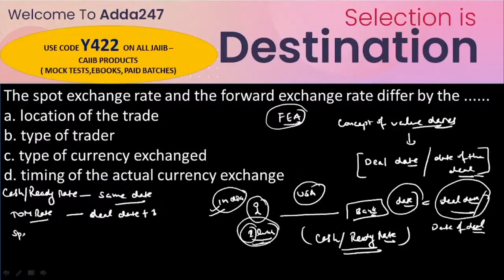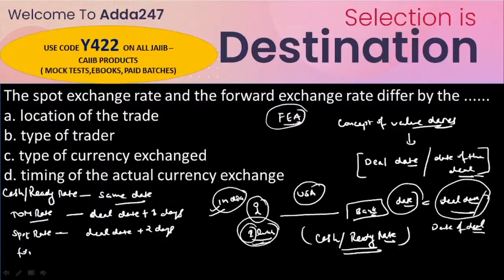After that, another term that is known as a spot rate, whenever the exchange of the currency takes place after 2 days. So after 2 days, that means deal date plus 2 days. Okay, so this is known as a spot rate, or say the method we applied is known as a spot rate.